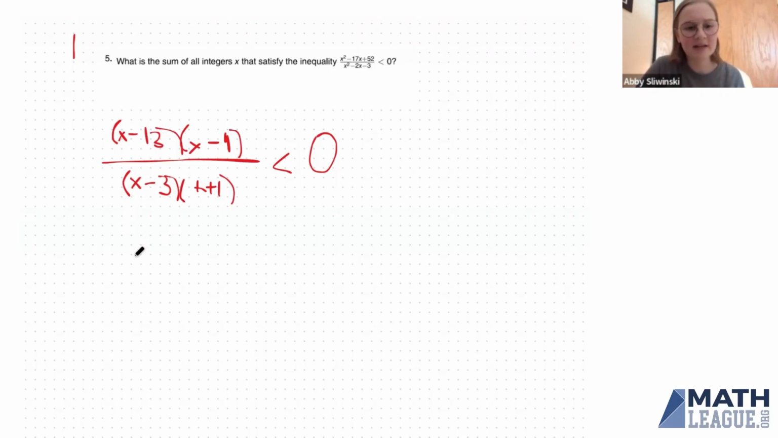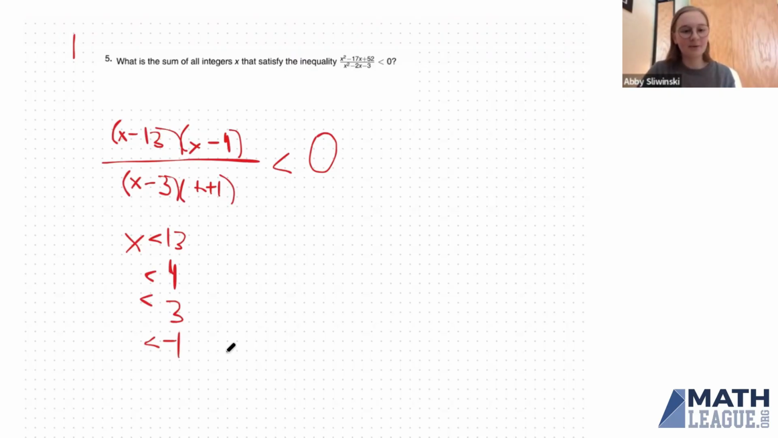For x minus 13 to be negative, x has to be less than 13. For x minus 4 to be negative, we want x less than 4. For x minus 3 to be negative, we want x less than 3. And for x plus 1 to be negative, we want x less than negative 1.